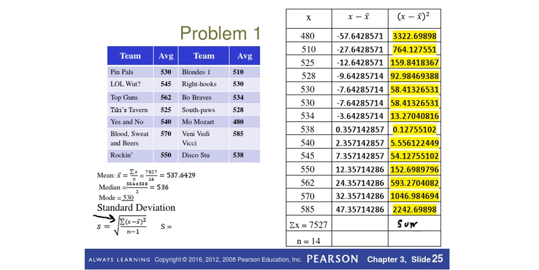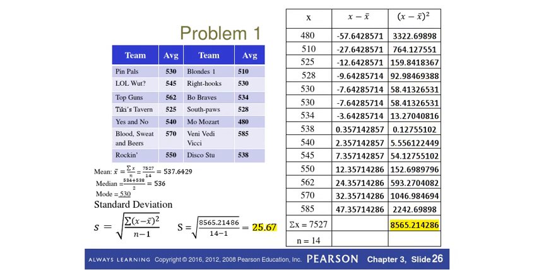All right, so let's take a moment. We'll pause. Okay, I got 8,565.21. It's pretty close. Those of you who are rounding, you're going to get a slightly different decimal, don't panic. That's okay. You should be pretty close if you're rounding to the nearest hundredth.